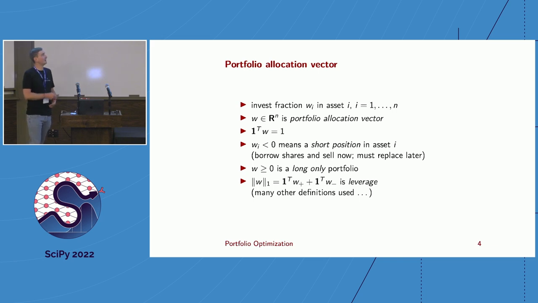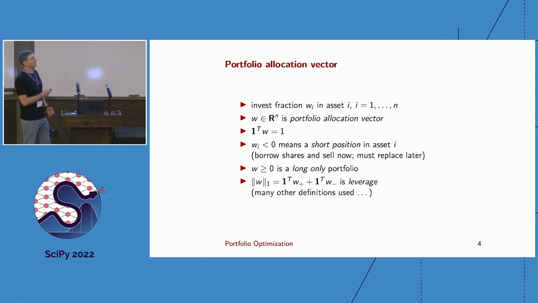Asset i, and we have basically n assets here. So that's going to be referred to as the weights, and you can think of it as, I have 100%, and I want to allocate this to different assets, and that's why we're going to say the sum of these, to these different assets 1 to n. And therefore, the w is our portfolio allocation vector.